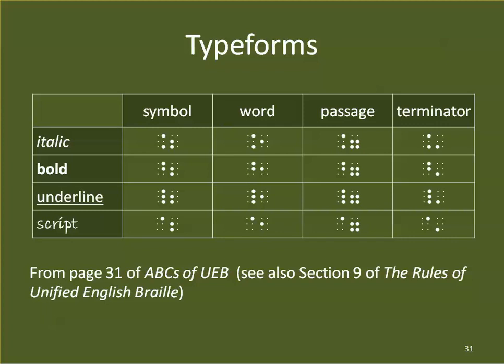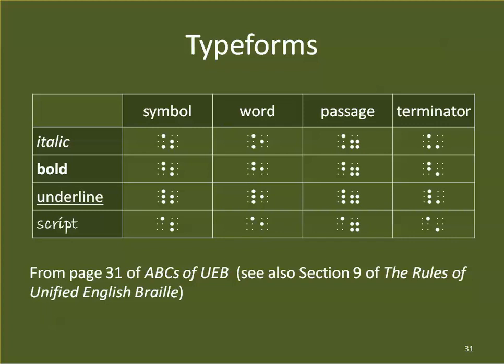Whether it's for a symbol, we would use dots 2-3. If it's a word, we would only use dot 2. Passage uses dots 2-3-5-6, and the terminator uses dot 3. So it's always the prefix, meaning italics, and then the extent of it is the root. Next row for bold, we have dots 4-5, and then showing the extent. Underline, 4-5-6, shows the extent. Script, dot 4, shows the extent.